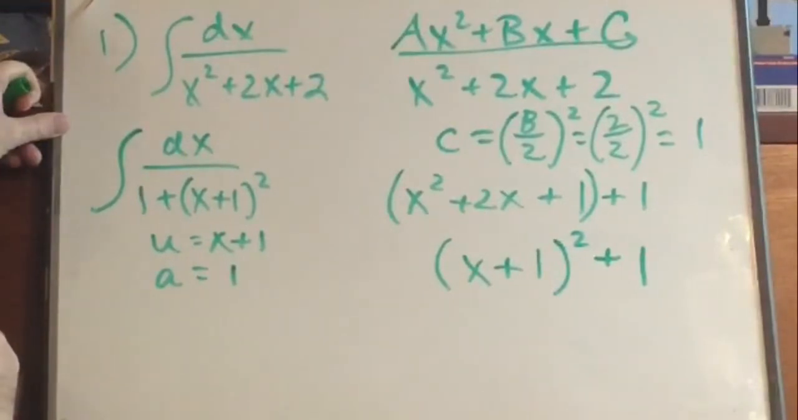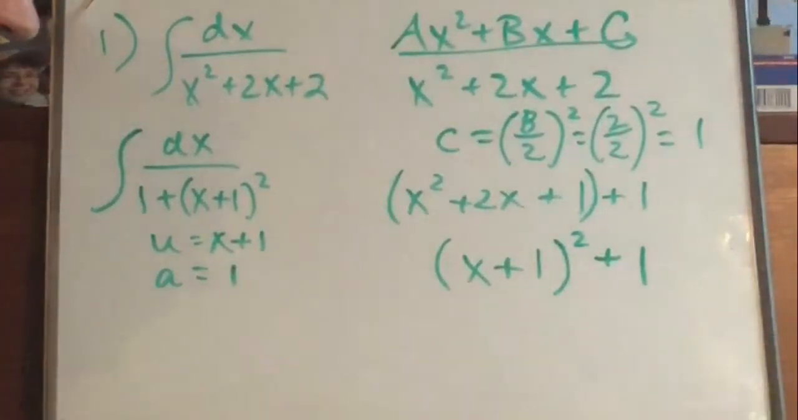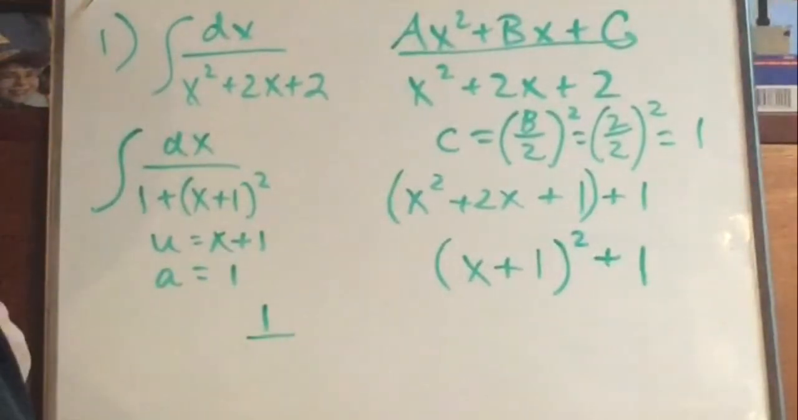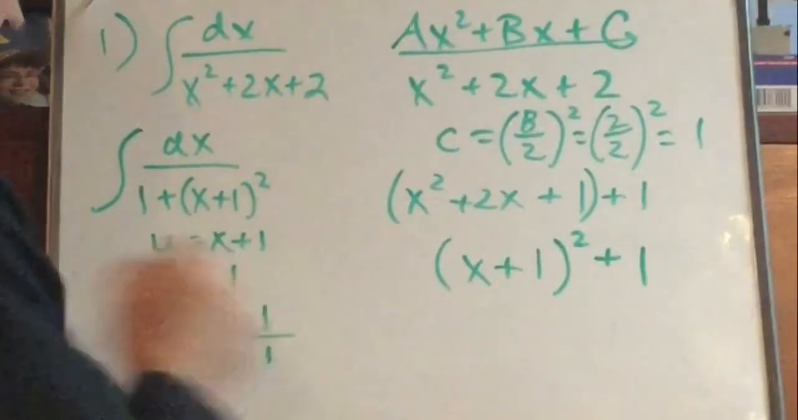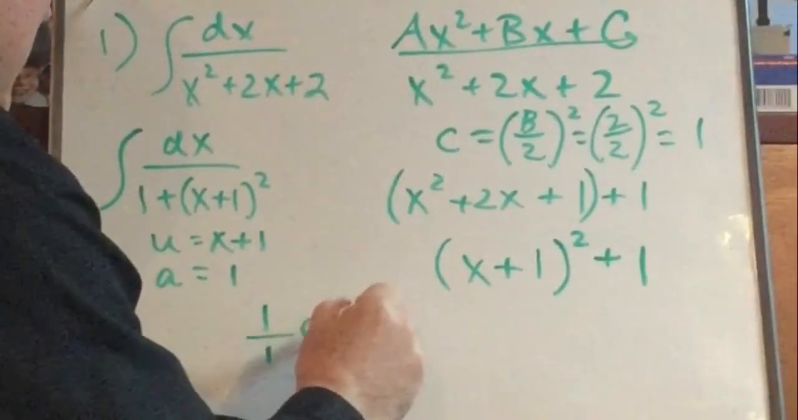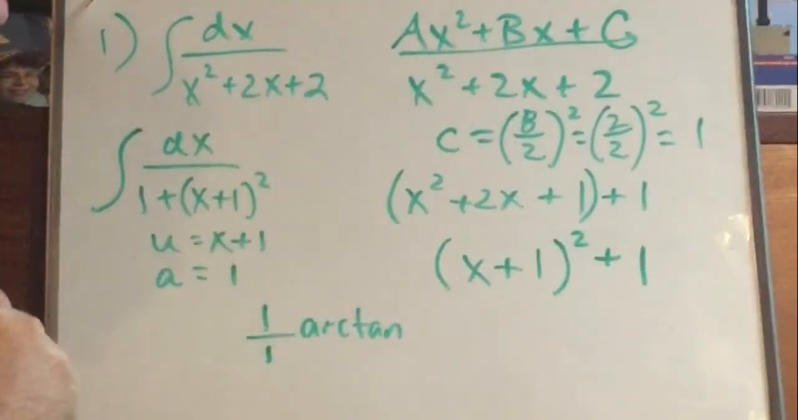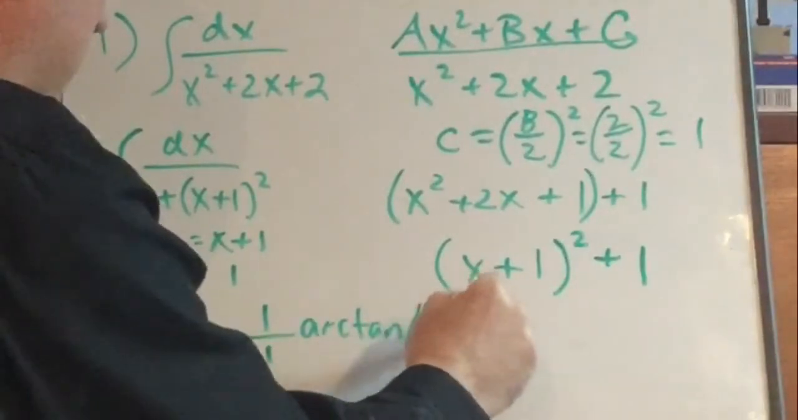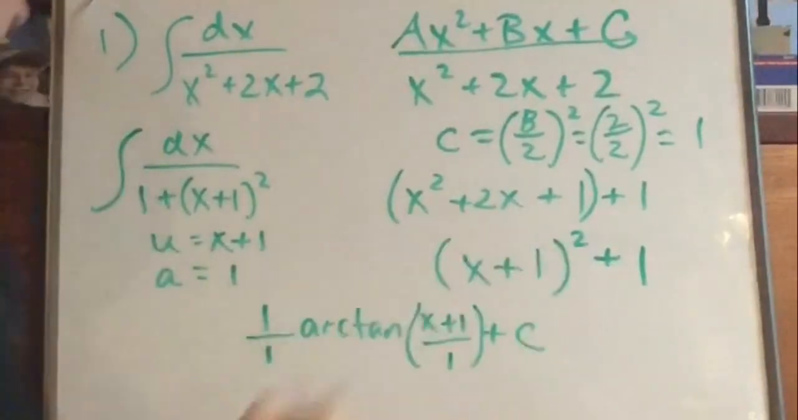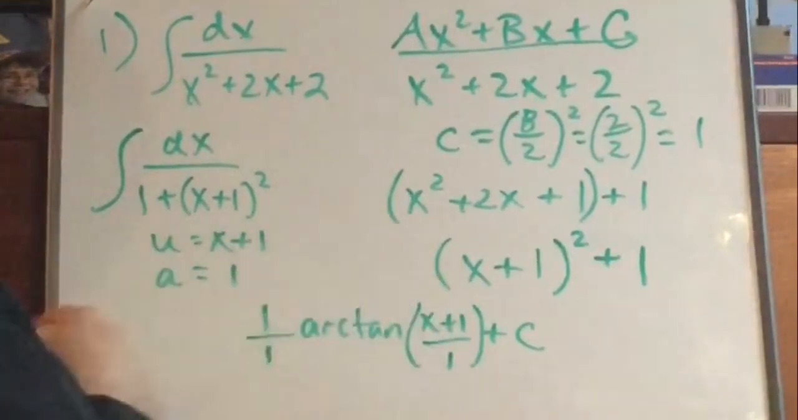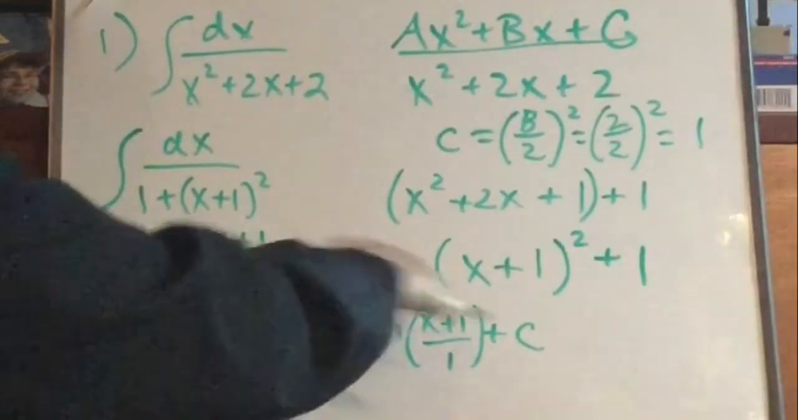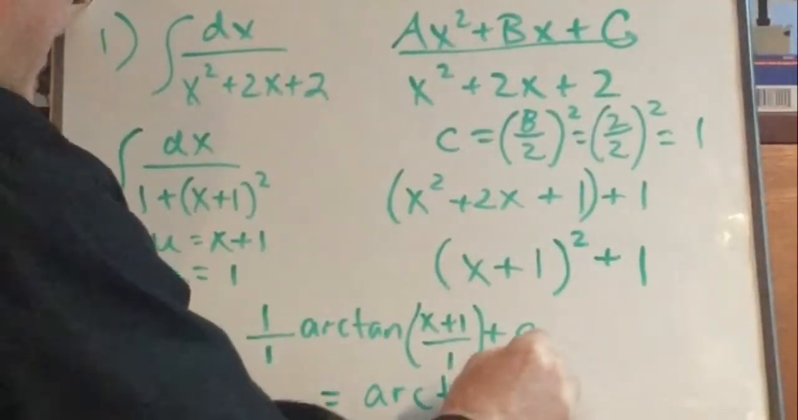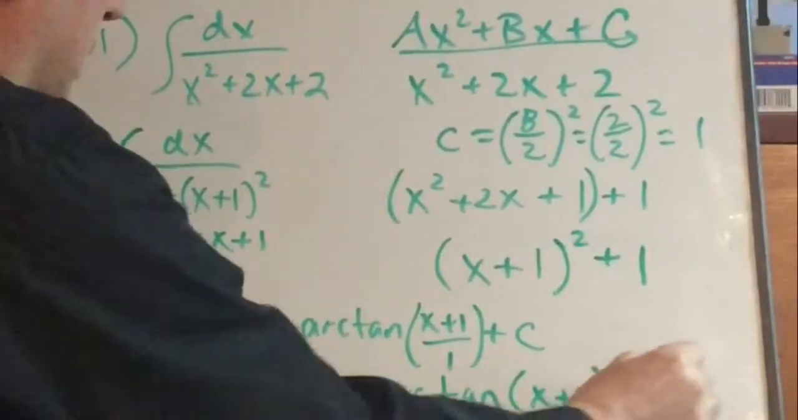And to write my final answer to the problem, all I need to do then is write 1 over a, which in this particular problem was 1, times the arctangent of u over a, which is x plus 1 over 1, plus c. And just to clean that up a little bit, I don't really need the 1 over 1 out in front or the 1 underneath, so I just get arctangent of x plus 1 plus c.